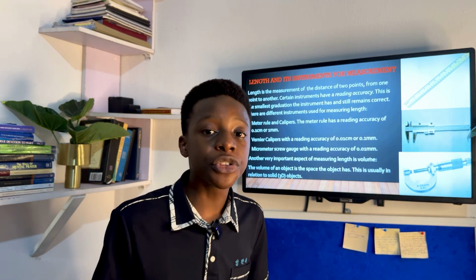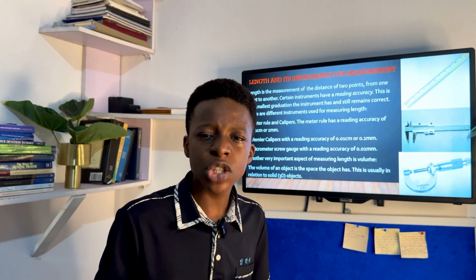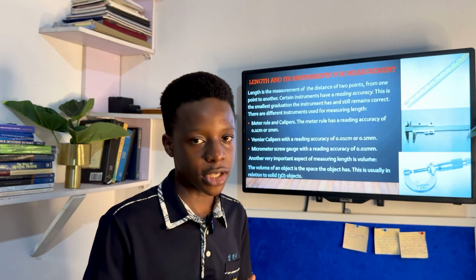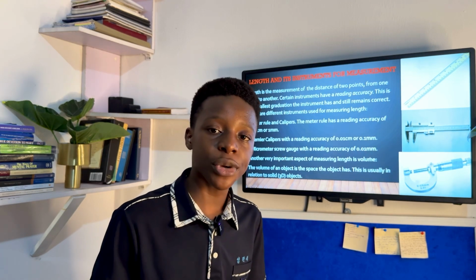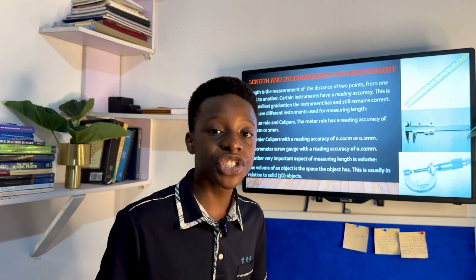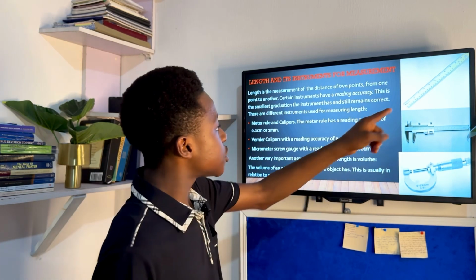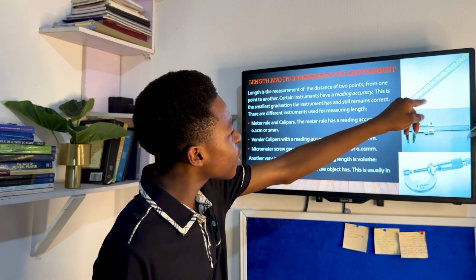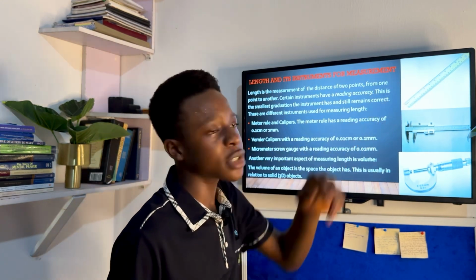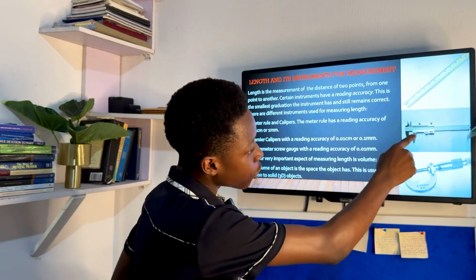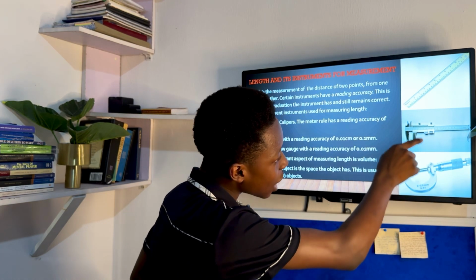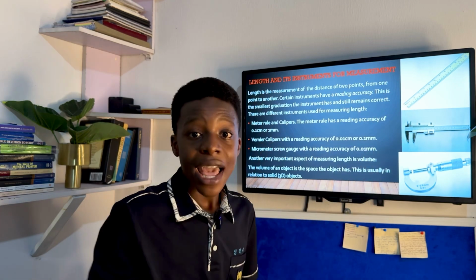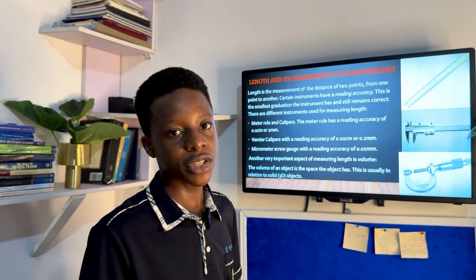And before I dive into the instruments used for measuring length, I'd like to explain what a reading accuracy is. The reading accuracy of an instrument is the smallest graduation that instrument has and can still remain correct. It means that as you see these tiny lines over here, these are the smallest graduations that the instrument has. Even in the vernier calipers and in the micrometer screw gauges, you can see all these little lines. These are the graduations, and these are also the reading accuracies.